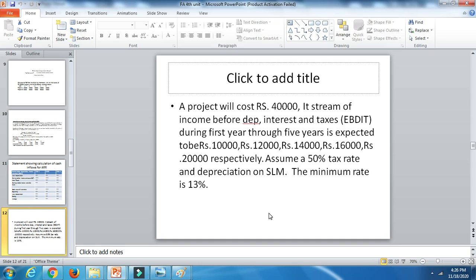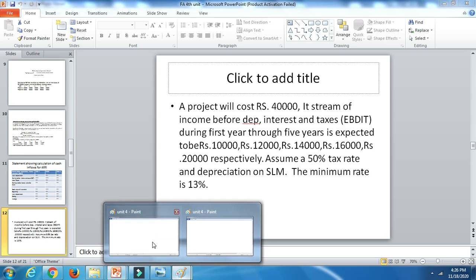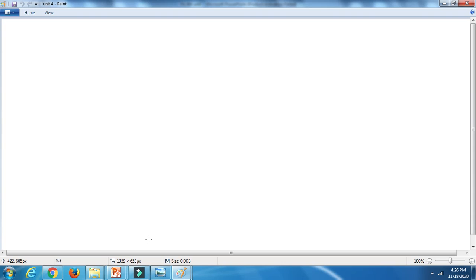So let's start this problem. I'll write the information over here. What information has he given? First of all, you need to take the cost of the asset.